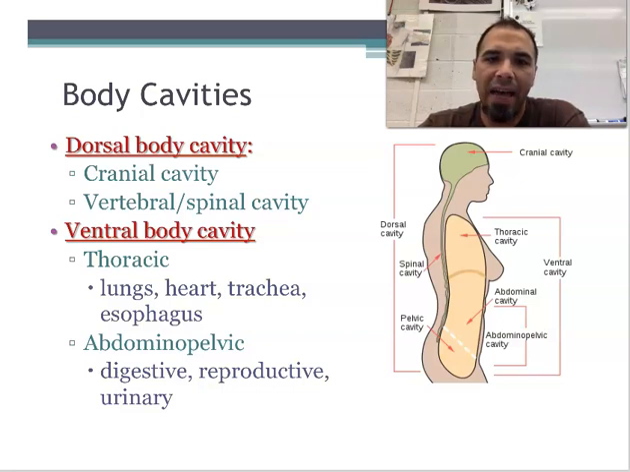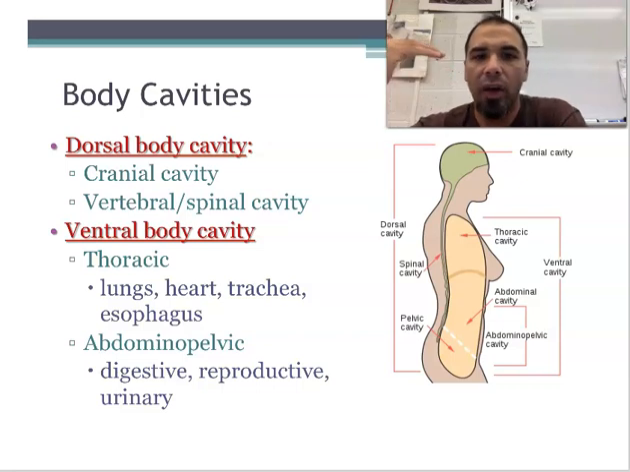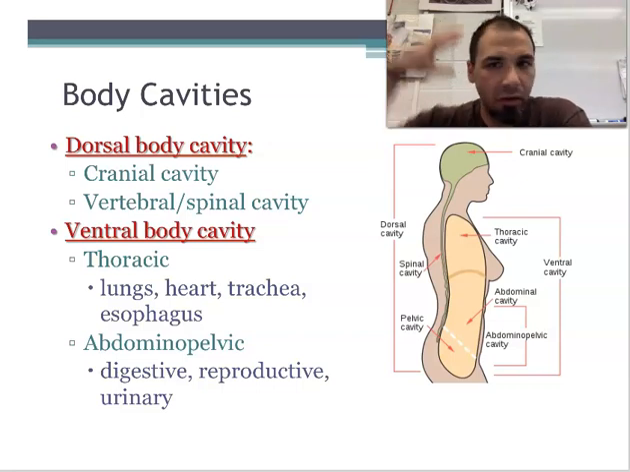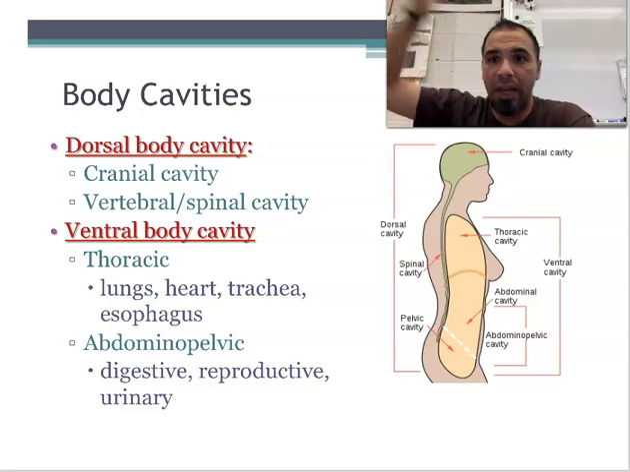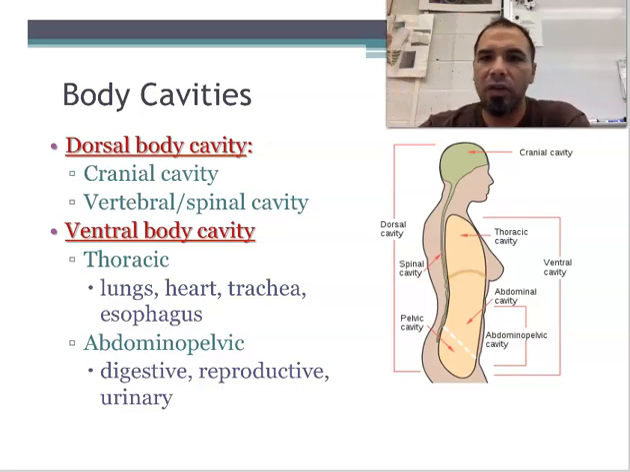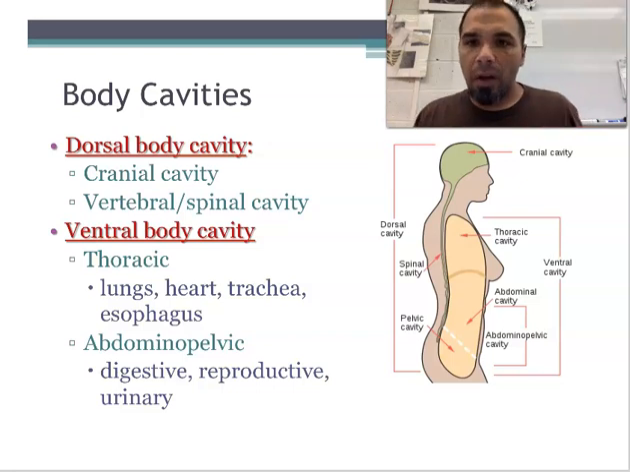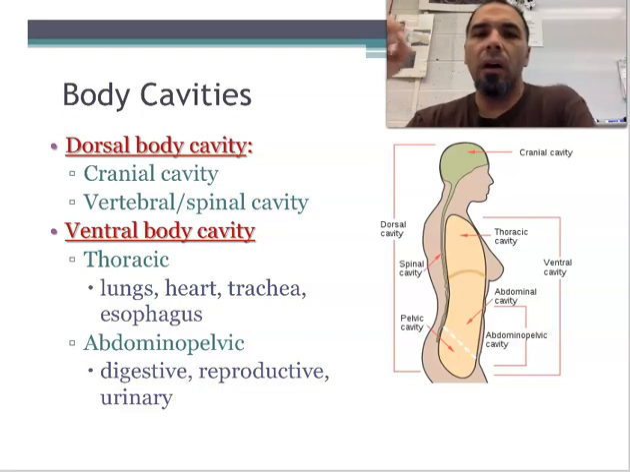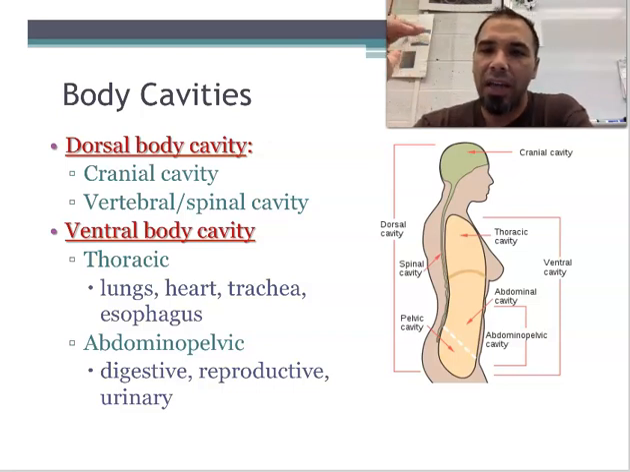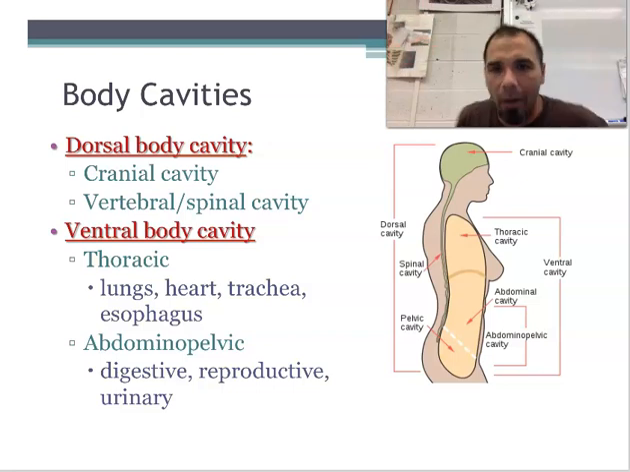So dorsal body cavity, dorsal meaning towards the back, cranial cavity, vertebral cavity. So cranial cavity, there's anything that's in the brain, and then you have your vertebral or spinal cavity, right? And then your ventral body cavity is thoracic, which is your chest here, and the abdominopelvic is like your gut. And so the dorsal cavity actually has the most protection, because if you think about your skull, well, let me grab a skull real quick.